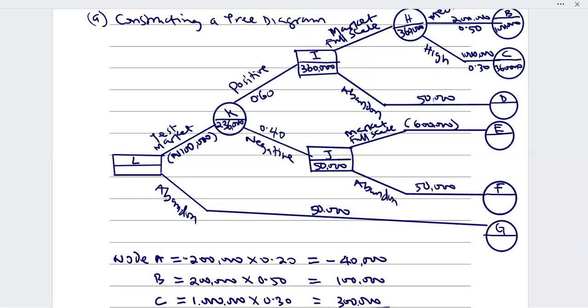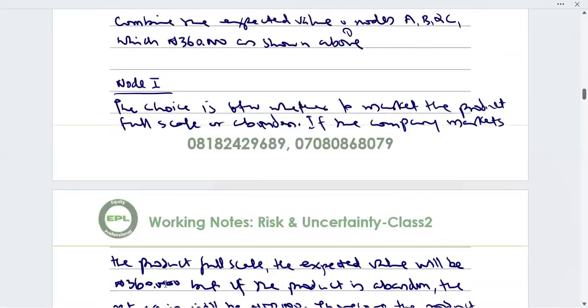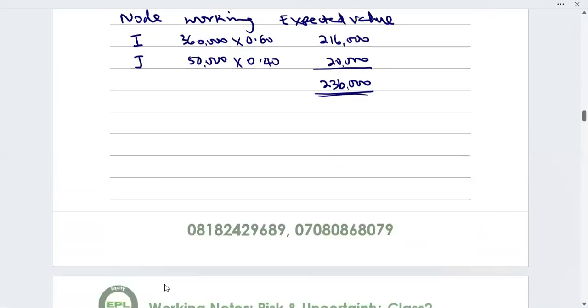So if the company test market the products, there is an expected gain of 236,000, but the company will incur 100,000 naira. So 236,000 minus 100,000 will give us 136,000. If the company abandon the products, the net gain is 50,000. Since 136,000 is more than 50,000, then the company should test market the product. That's the final decision. So I will then go down there and put in the information. Node L.